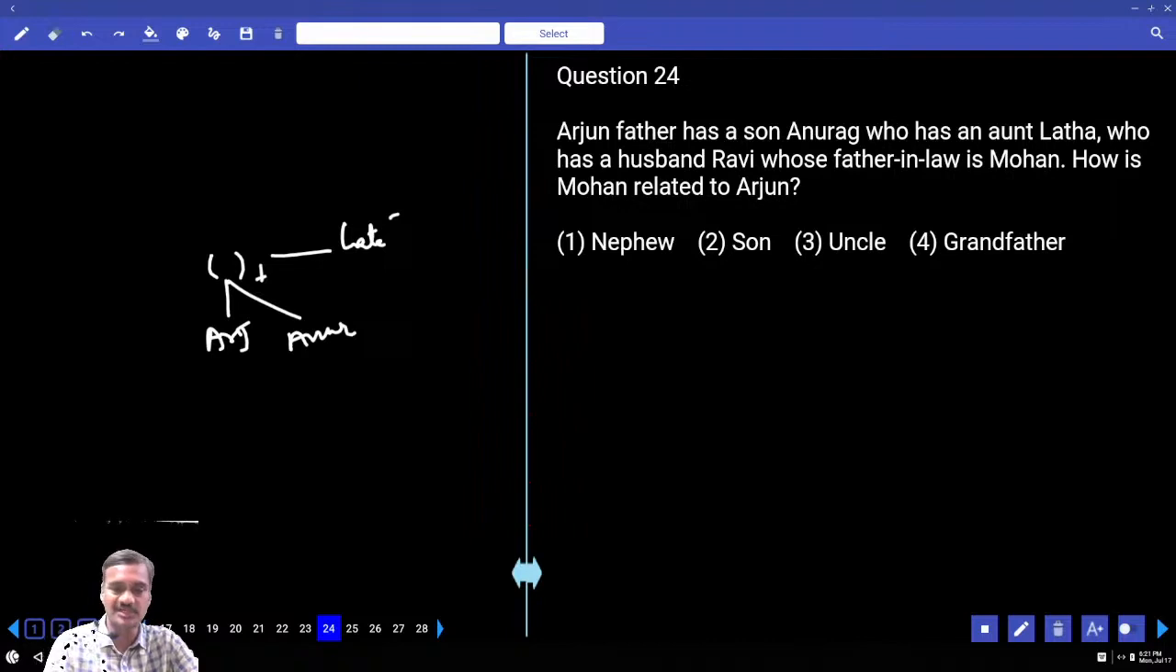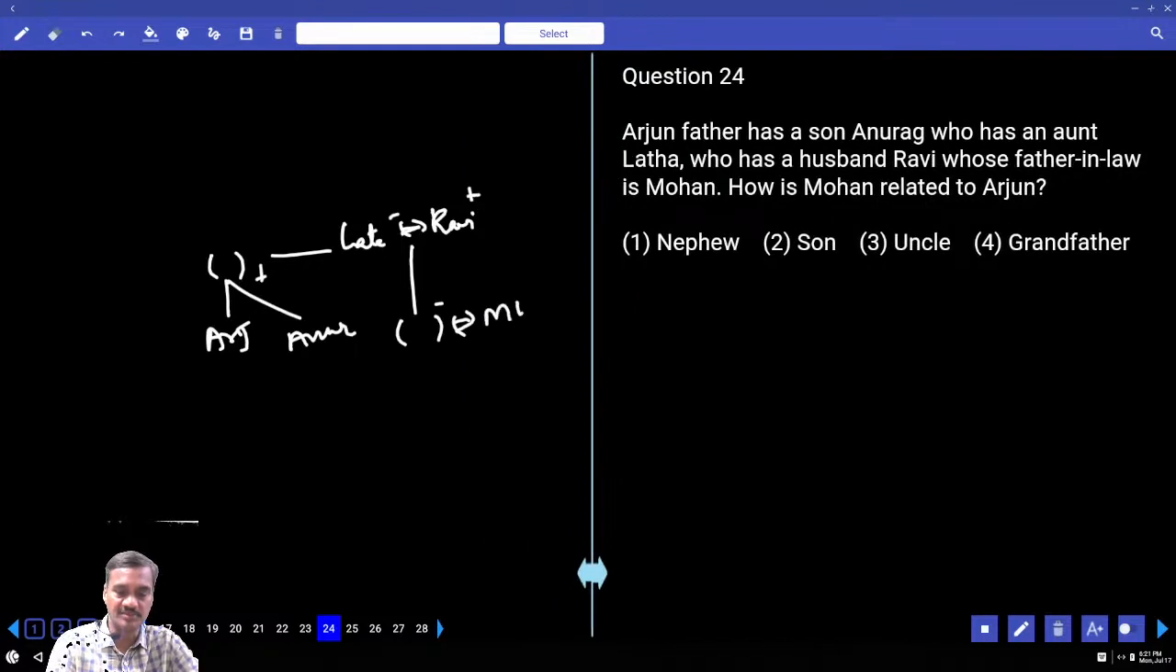And Lata is the wife of Ravi. Now Lata and Ravi are spouses to each other. Then Ravi is the father-in-law of Mohan. Now Ravi is the father-in-law of whom? Mohan. That means Ravi's daughter's husband is Mohan. Isn't it Mohan? And tell me, how is Mohan related to Arjun here?